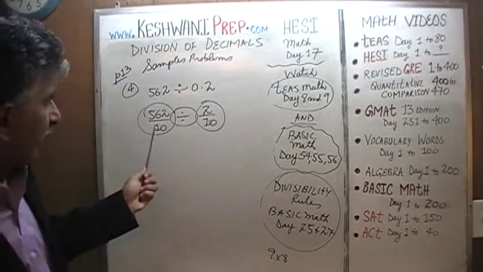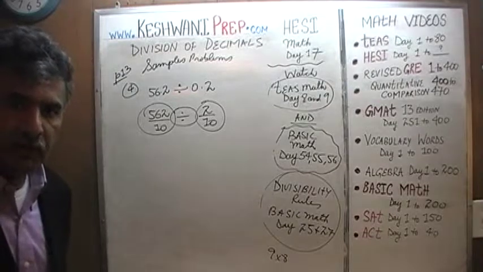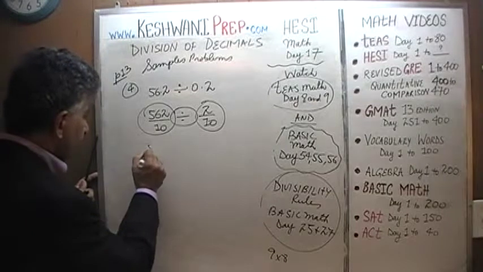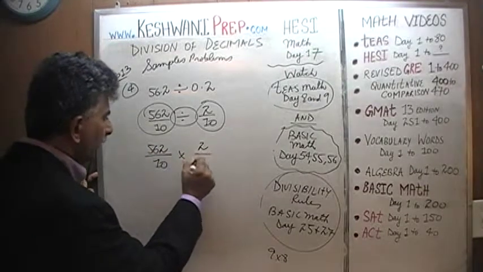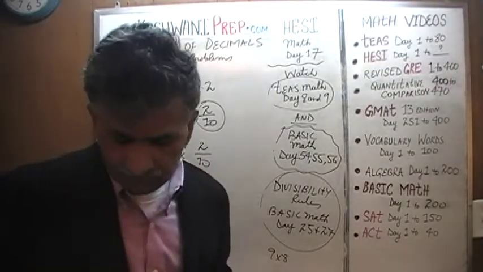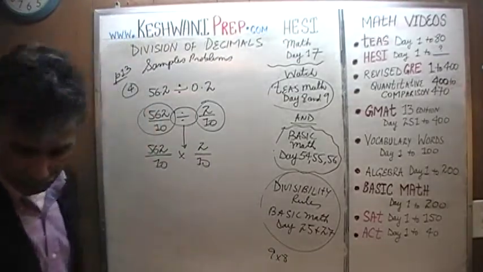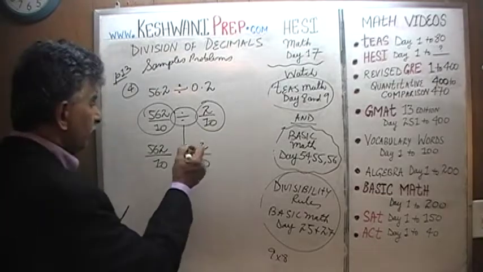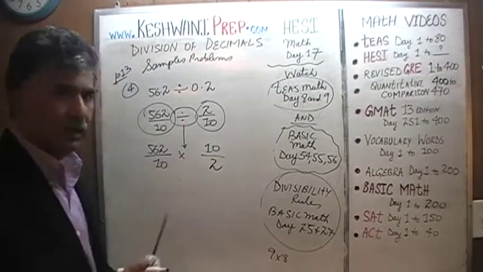When we have to divide one fraction by another, we can convert the division problem into a simple multiplication problem by taking the reciprocal of the second fraction. So 562 over 10 times 2 over 10. We have converted the division problem into a multiplication problem by taking the reciprocal. The rest is very simple. That is not the reciprocal. What is the matter with me? This is how we make mistakes, you see. 2 over 10 becomes 10 over 2.